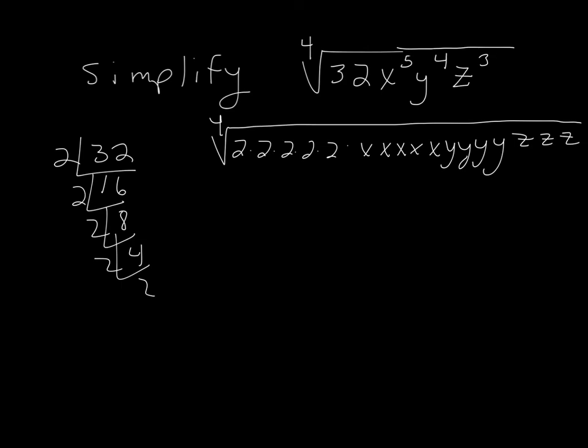Remember, this is a fourth root, so I'm circling sets of 4. So I have 4 of those, I have 4 of those, I have 4 of those. And I don't have 4 Z's, so I can't circle any Z's. Anything that is a set of 4 gets to escape as one thing. So the 4 2's come out as a 2. The 4 X's come out as an X. The 4 Y's come out as a Y.